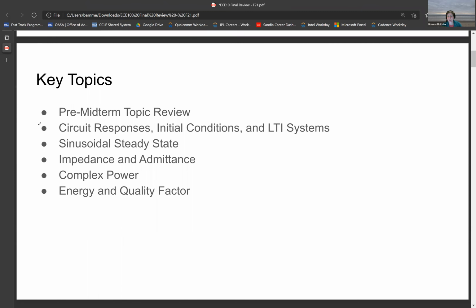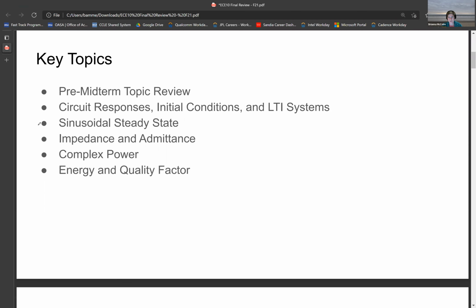I'm going to get started with some key topics from the ECE 10 course. So we're going to do a brief pre-midterm topic review and then talk about some circuit responses with initial conditions and LTI systems and how you can use that to compute various inputs and outputs of your circuit with respect to an input tone. And then we'll take a look at sinusoidal steady state, impedance and admittance, complex power, and energy and quality factor, which are all post-midterm topics.